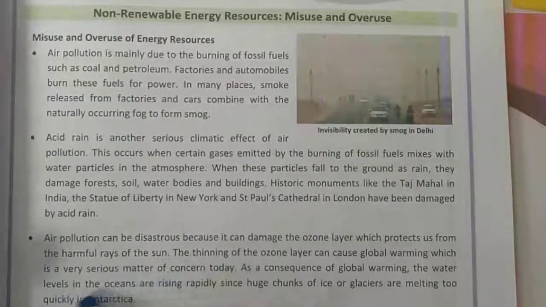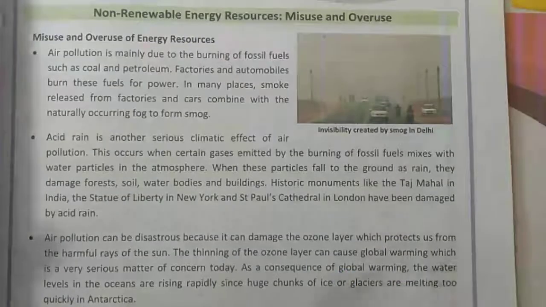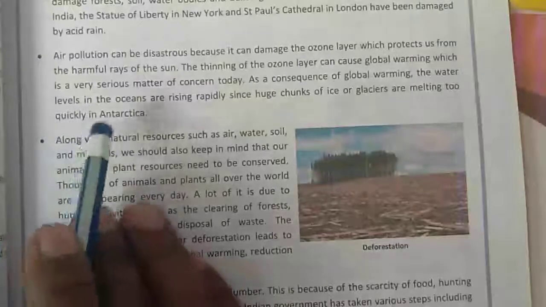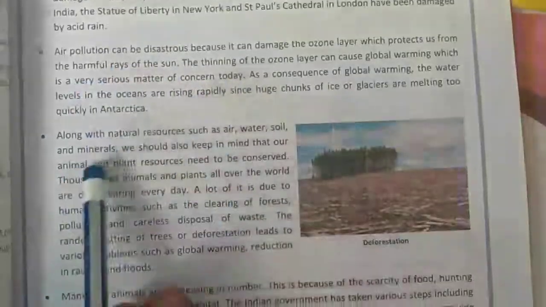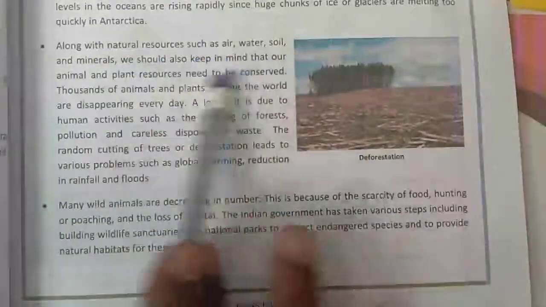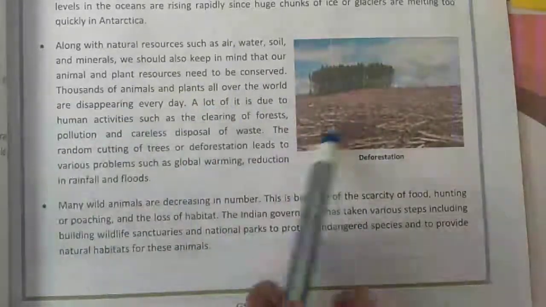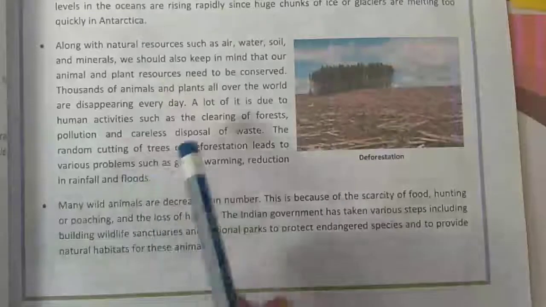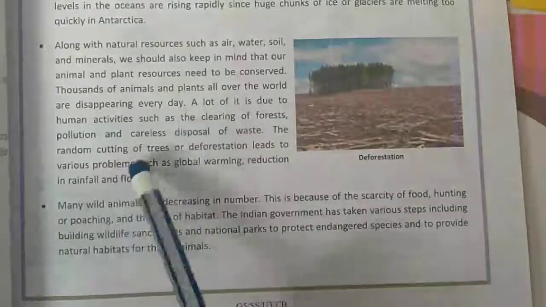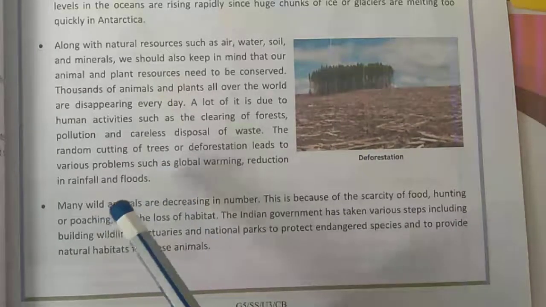Air pollution can be disastrous. Why? Because due to air pollution, the ozone layer, which protects us from the ultraviolet rays of the sun, is getting reduced, so we have to control air pollution also. After that, along with natural resources such as air, water, soil and other things, there are some man-made resources, right? Some are renewable resources like forests, wind energy and solar energy.